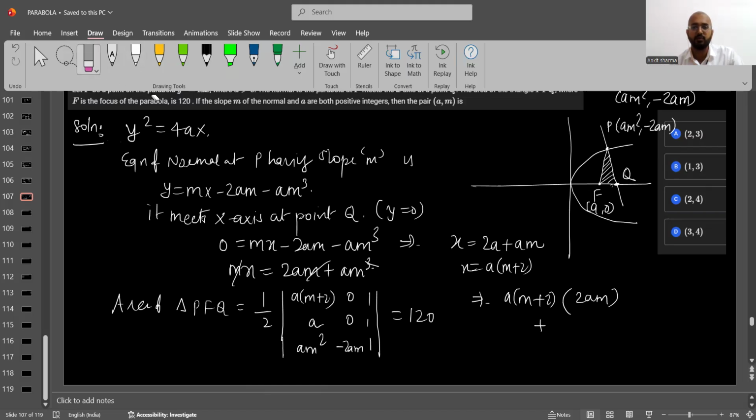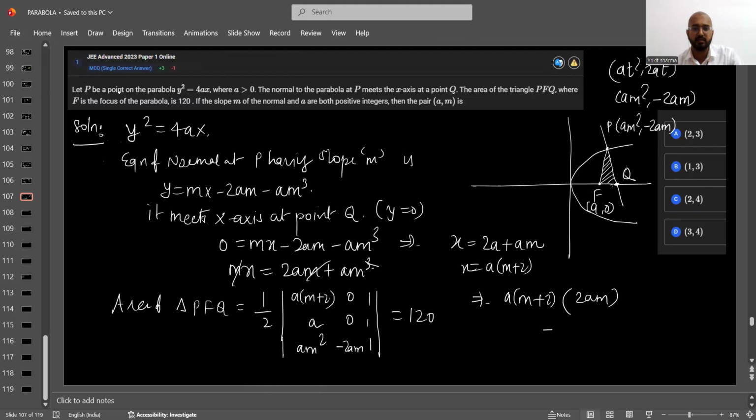So this is minus basically. So I have to write minus here. So let's write minus, and then 2a square m is equal to 120 into 2 is going to be 240. So this could be plus also, this could be minus also. So I have to solve for plus minus 240 basically.